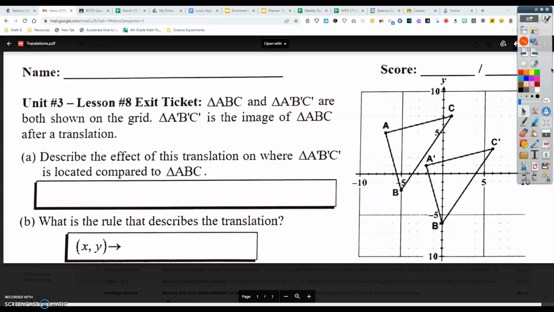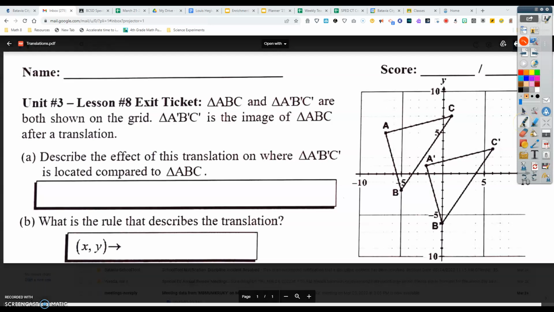It says triangle ABC and triangle A prime, B prime, C prime are both shown on the grid. Triangle A prime, B prime, C prime is the image of triangle ABC after a translation. So think of it this way: triangle ABC is our pre-image, and triangle A prime, B prime, C prime is our actual image after we do the transformation.